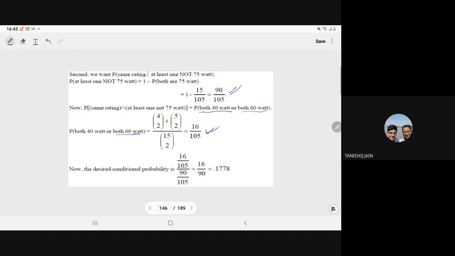So again, this is the probability of A given B, which can be written as the probability of A intersection B divided by the probability of B. Using this approach, this is the required probability.